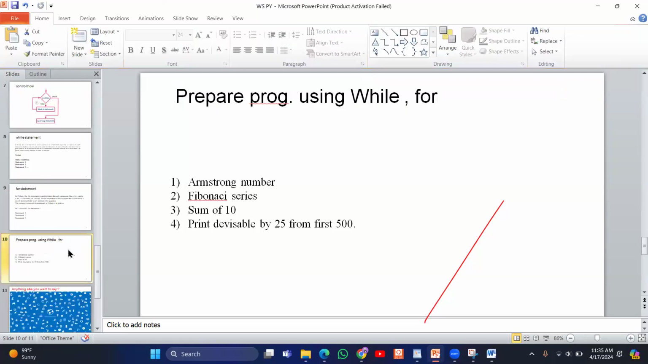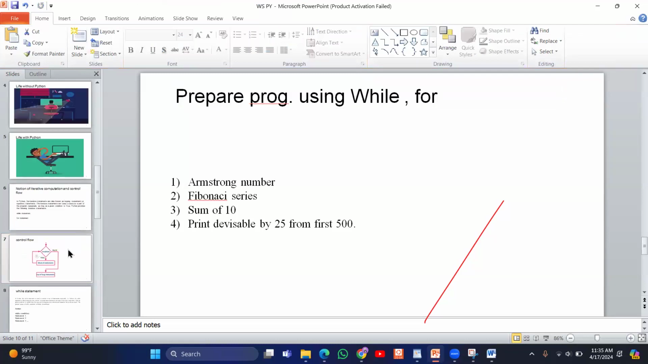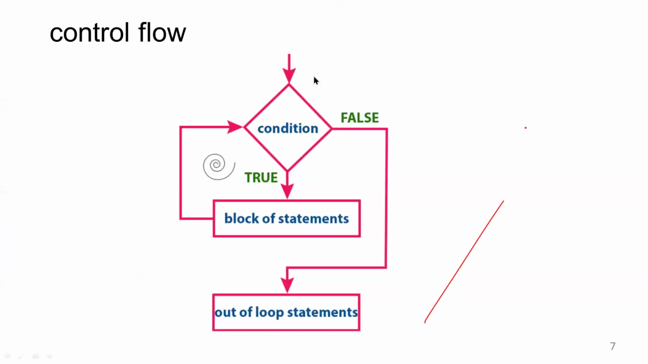Any query from these questions? And any query from while or for? Simply we can revise. That is control flow. Input condition, if the condition is true, then go in and execute the block of statements or group of code. Otherwise, skip the statements.